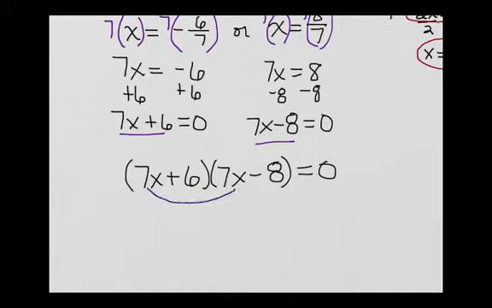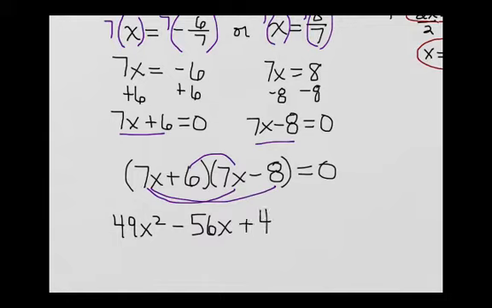7x times 7x is going to give us 49x squared. 7x times negative 8 is going to give us minus 56x. 6 times 7x is going to give us plus 42x. And 6 times negative 8 is going to give us minus 48, and that's going to be equal to 0.